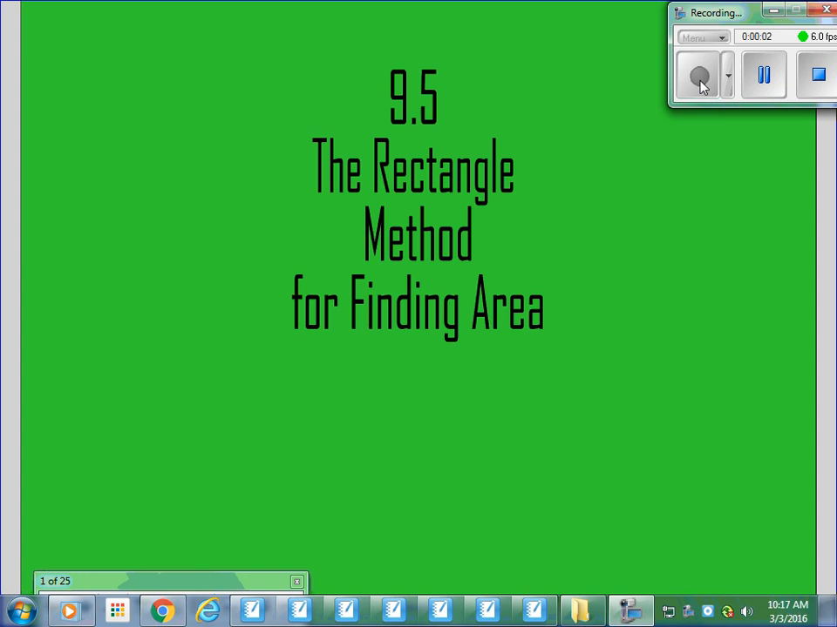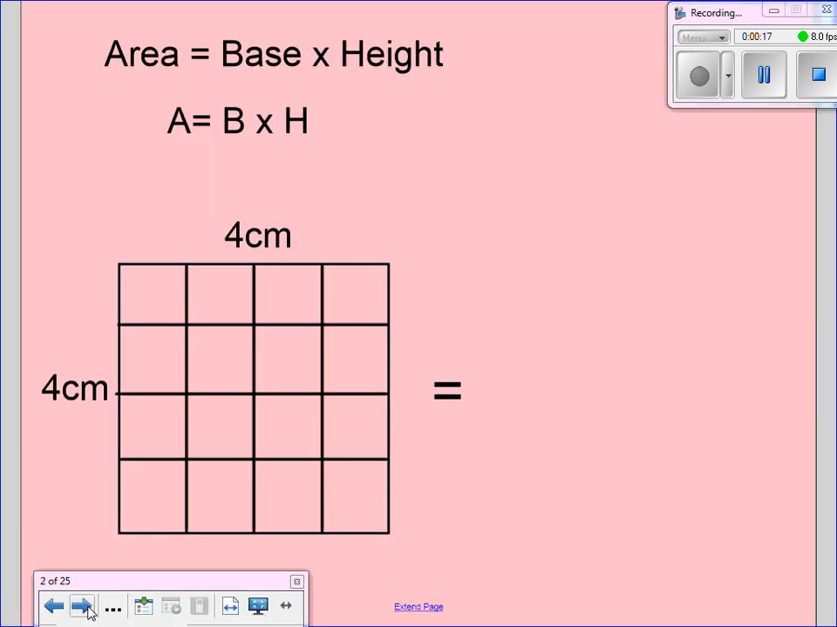Good evening, fifth graders. Tonight we're going to be learning about how to find the area of a triangle and a parallelogram, but we're going to be doing it with the rectangle method of finding area. We've spent the last couple days working on finding the area of a rectangle, so now we're going to use that knowledge and find the area of a triangle and a parallelogram. First of all, let's do some review here.